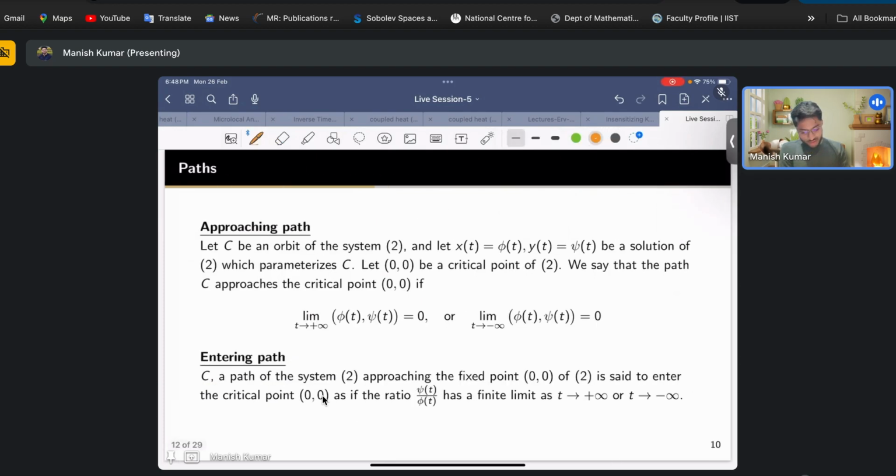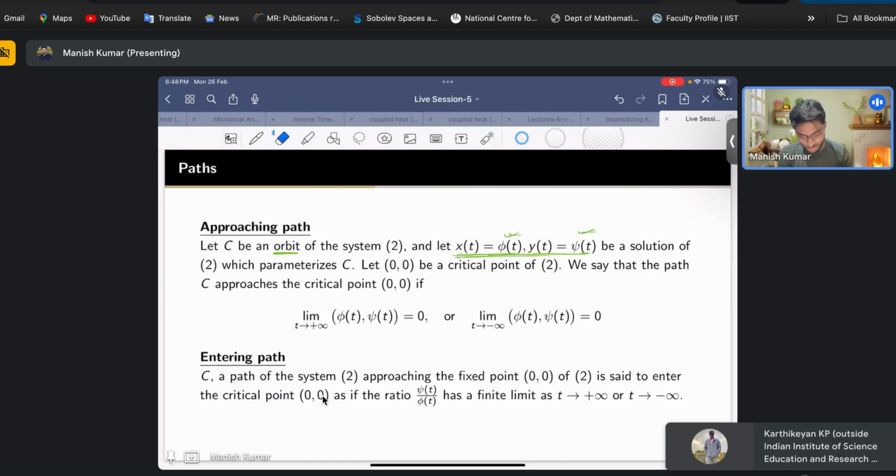Now let us see the definition of approaching path and entering path. Approaching path means, suppose you have an orbit, that means a curve or path. This is the parameterization: the x coordinate is denoted by phi of t and y by psi of t. So we are in two dimensions, and for most of the cases we will be in two dimensions only. Suppose you have this kind of parameterization.